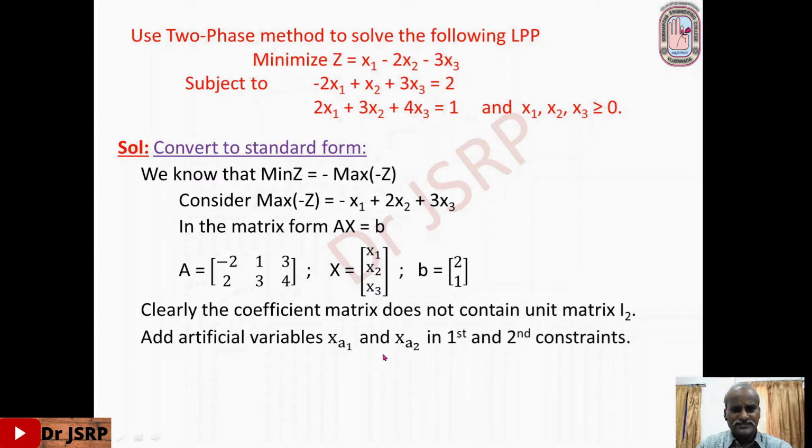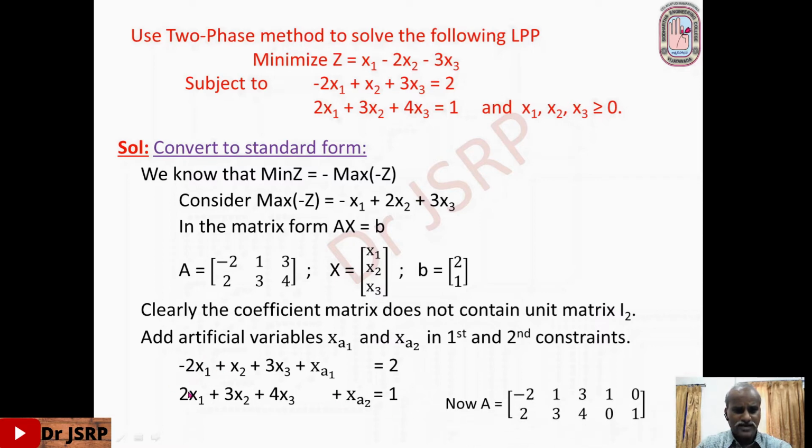Add artificial variables xa1, xa2 in the first and second constraint. So the first constraint is minus 2x1 plus x2 plus 3x3 plus xa1 equal to 2. Second constraint: 2x1 plus 3x2 plus 4x3 plus xa2 equal to 1. Now the coefficient matrix becomes: first column minus 2, 2; second column 1, 3; third column 3, 4; fourth column corresponding to xa1, 1, 0; fifth column corresponding to xa2, 0, 1. So this is the coefficient matrix. Now the coefficient matrix contains the unit matrix. So we move to find the initial basic feasible solution.